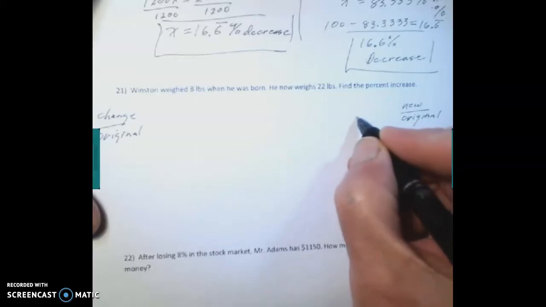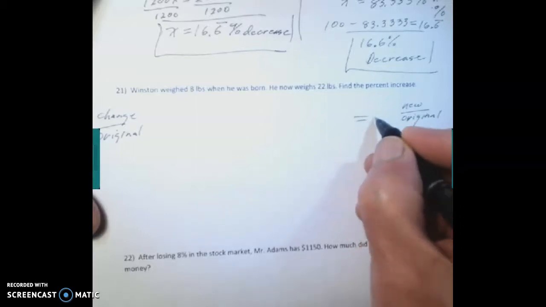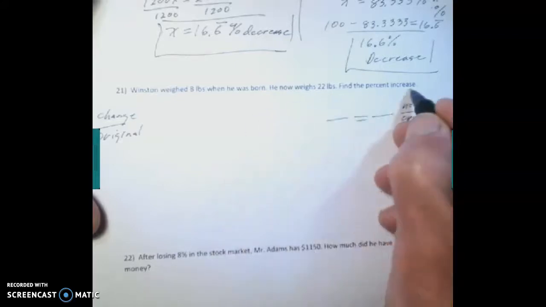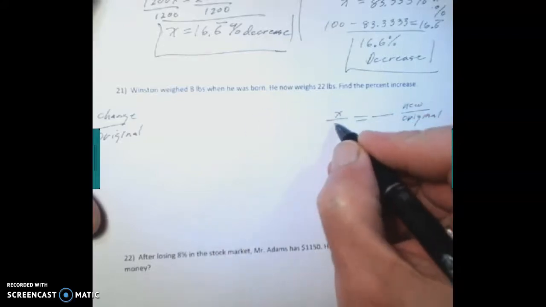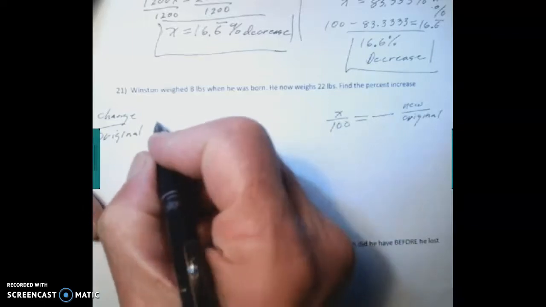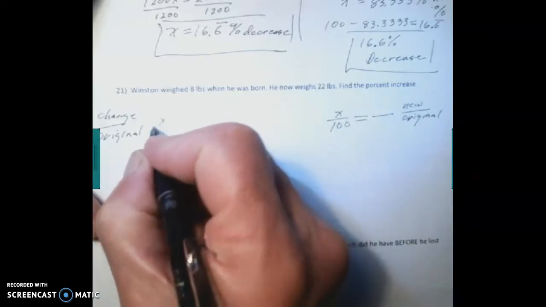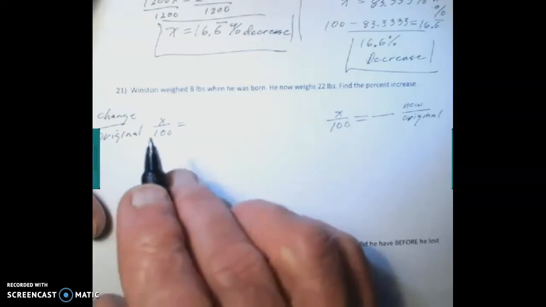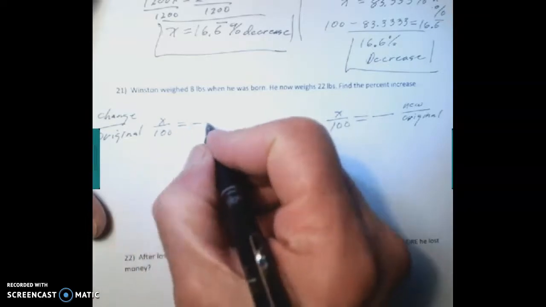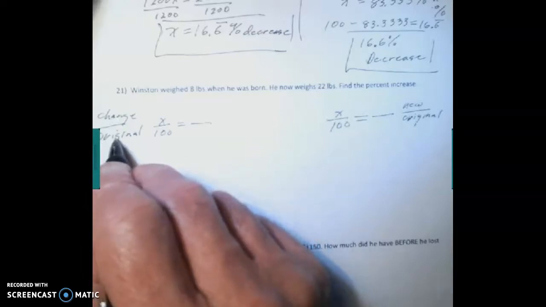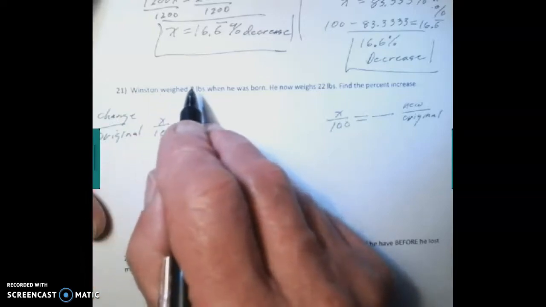Both ways are going to work, and we're going to be looking for the percent increase, so our percent is going to be what's missing in both cases. In this one, it's x over 100. To do it this way, you need to put the change over the original amount. The original amount is where he started.